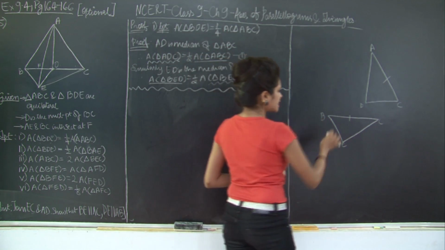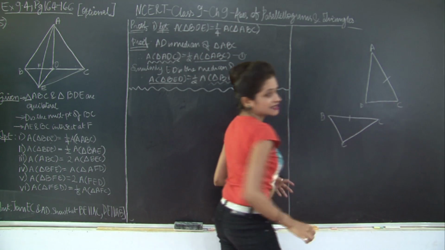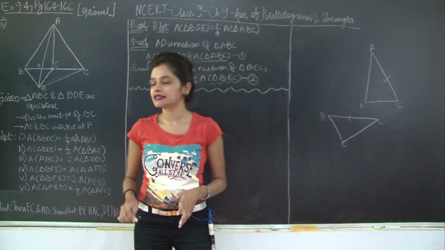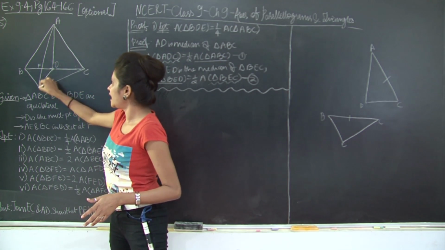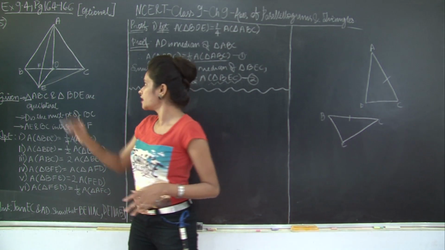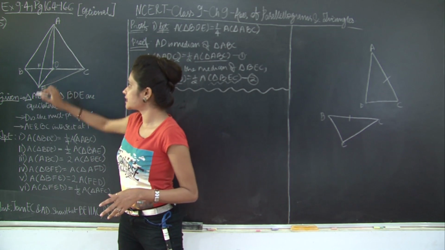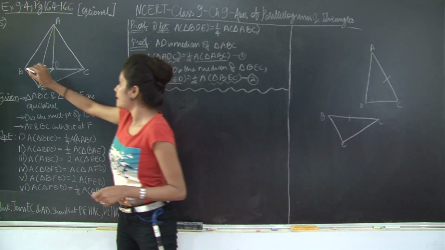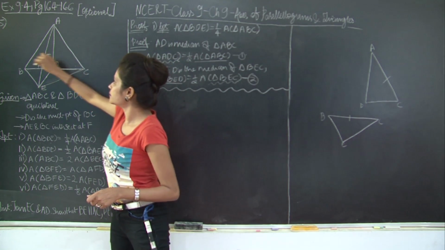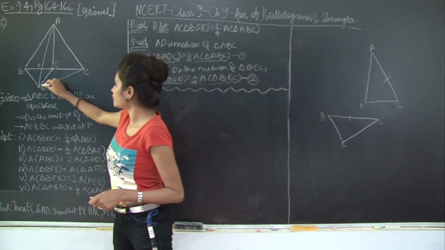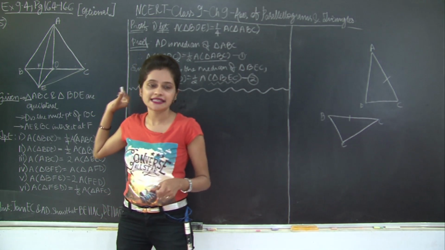Also you will notice that BE is equal to DC. So why am I saying that BE is equal to DC? It's because see, BD, BE and ED are all equal to each other, right? Because they are the sides of an equilateral triangle. But BD is equal to DC. Why? Because D is the midpoint of BC. Therefore, ED is equal to DC.